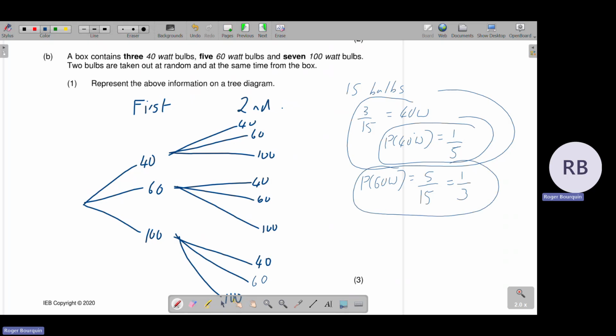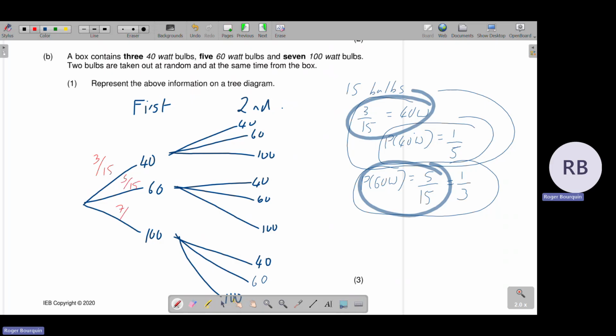In the memo they kept it as is. I also prefer leaving them all over 15 so that you can see that they add up to 1. It's not wrong not to, but for 40 watts I'm going to use 3 over 15, for 60 watt 5 over 15, and 100 watts is going to be 7 over 15, because it's just a nice little check. So 40 is 3 over 15, 60 was 5 over 15.